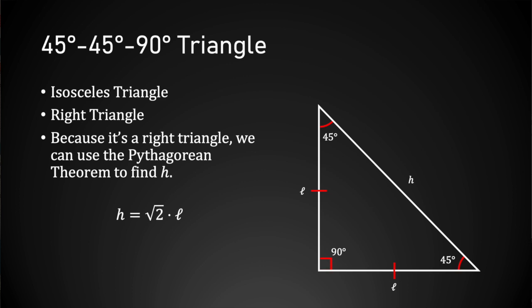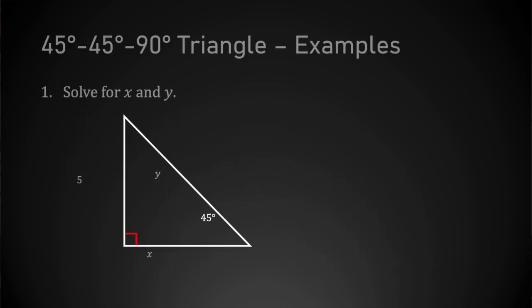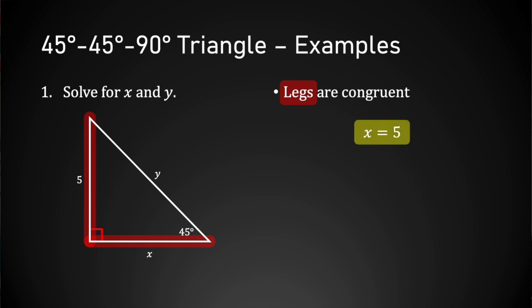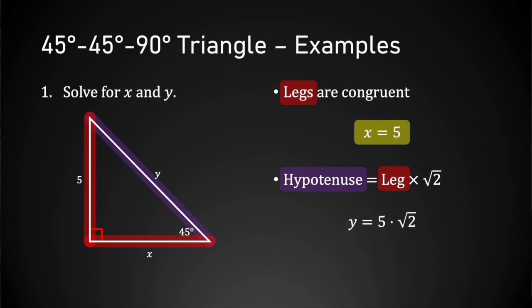So in a 45-45-90 triangle, the length of the hypotenuse is the length of the leg times the square root of 2. An example where you might use this is shown here, where it says to solve for x and y. The legs are congruent, so x equals 5. The hypotenuse is just the leg times the square root of 2, so we get y equals 5 square root 2, which doesn't reduce.